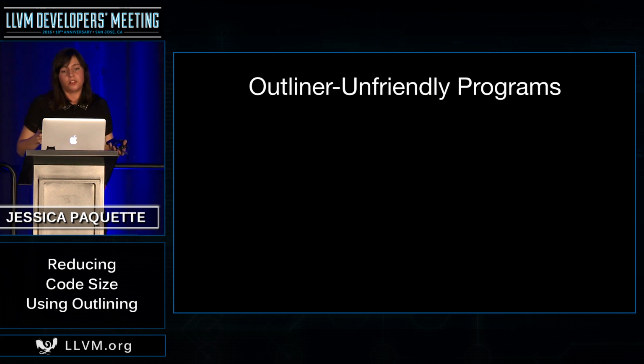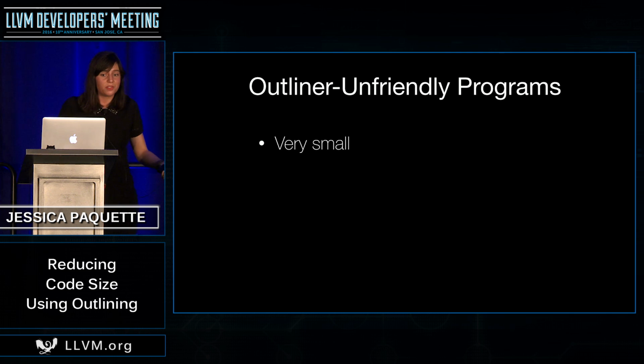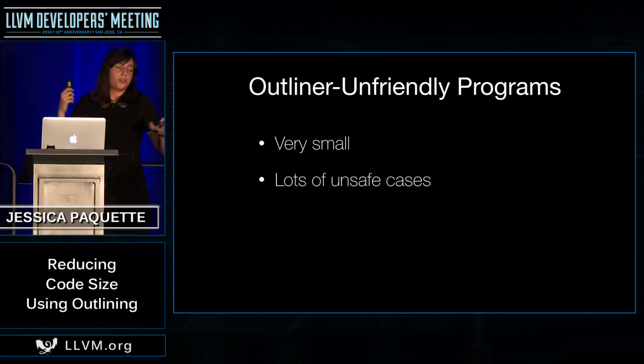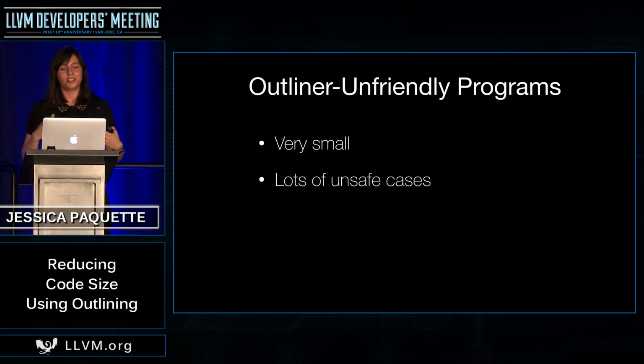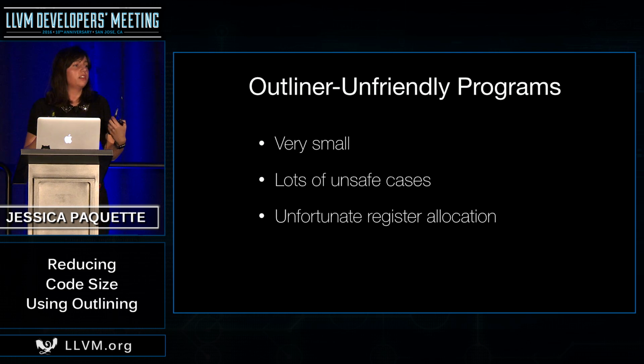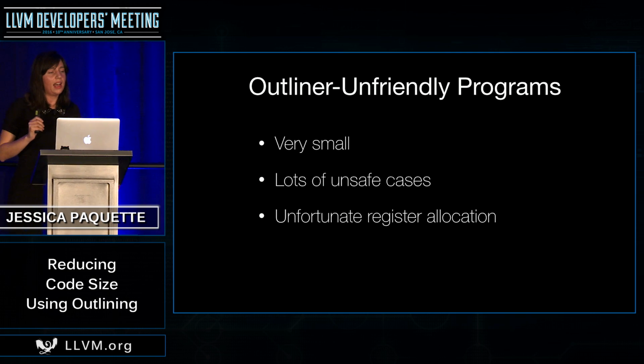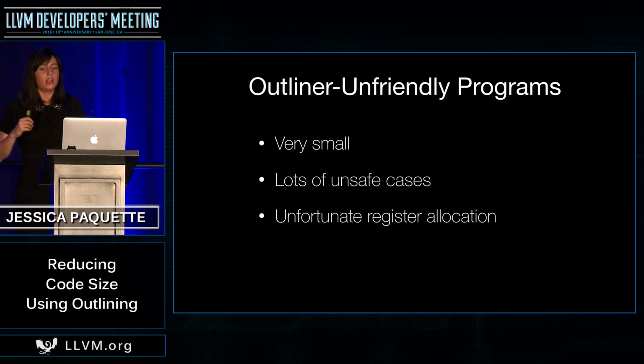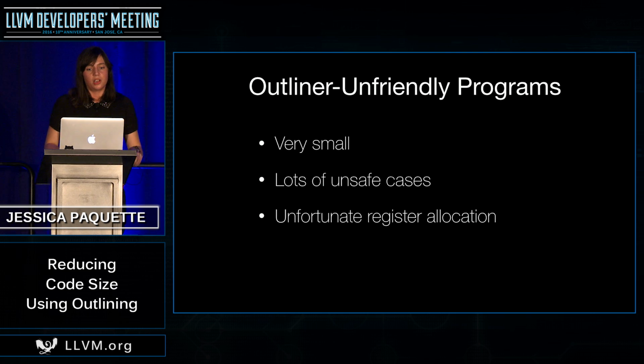Now, there were programs that featured no reduction. Many of these programs were very small unit tests, say around 20 or 30 lines of C. There were programs where we hit those unoutlinable cases, such as those conditional branches, and there were programs where we just didn't win out in terms of register allocation. For example, we could have a sequence of instructions which does the exact same thing in all cases, but it doesn't use the same registers. Therefore, the outliner can't do anything.